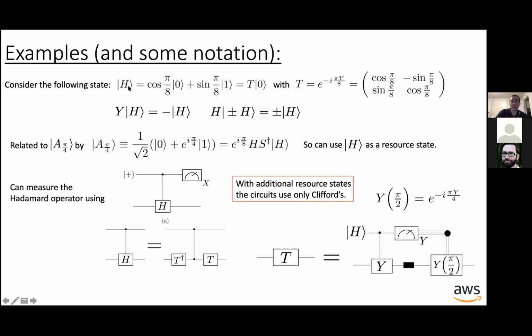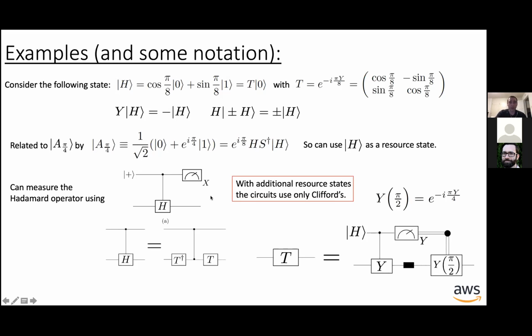And so the reason why an H state is a magic state is because it's related by Clifford operators, so Hadamard and phase, to the state A^4. And this state A^4 could be used to simulate a T gate. So if we have the state A^4 and stabilizer operations, we can use those things to implement a T gate, which is a non-Clifford gate.